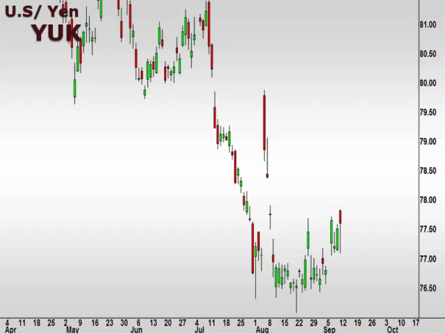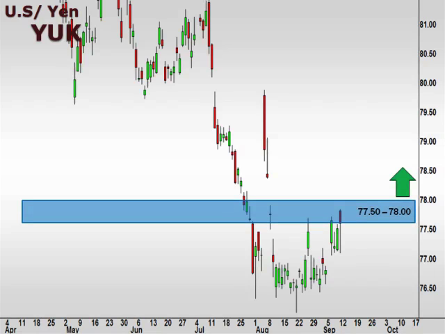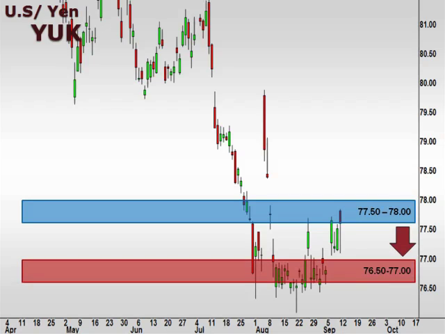Let's take a look at the YUK, the US versus the Japanese yen. The YUK is testing a key overhead resistance at the 77.5-78 focal zone. A break above 78 should yield a move towards 80. However, we are cautious of a retest of the 77 level for support.